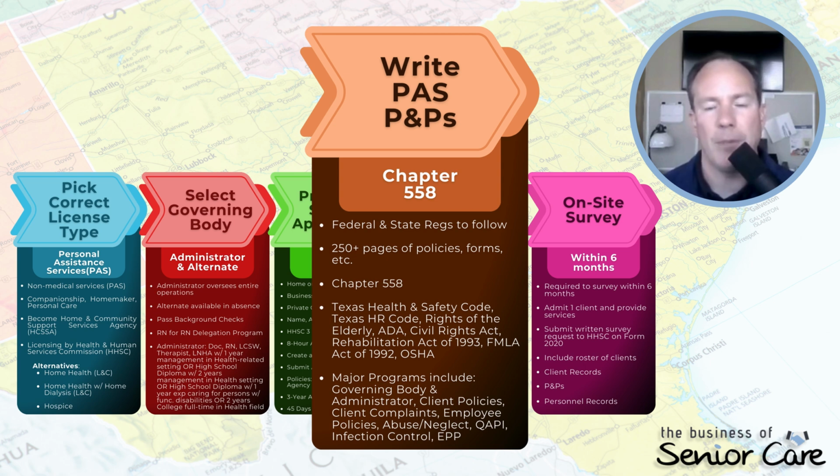And then based on Chapter 558, primarily the major programs that need to be addressed in your policies include your governing body and your administrator, client policies, your client complaint program, employee-related policies, policies and reporting for abuse and neglect, your quality assurance program, infection control, and your emergency preparedness. So each of these major components need to be addressed in your policies, and they need to address all of the regulations, primarily in Chapter 558, but also other Texas administrative codes and other codes and federal laws.